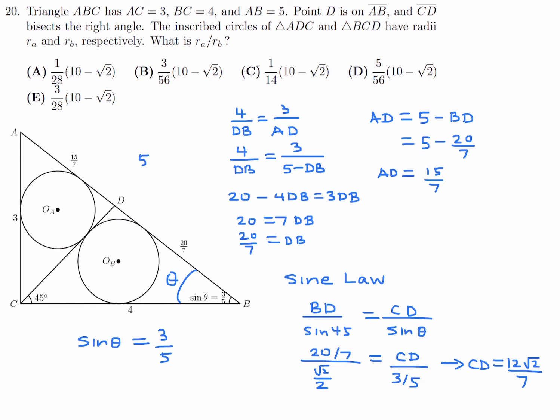So those are the 3 calculations that are going to be very important in our question. The value of DB, the value of AD, and the value of CD. Right there.